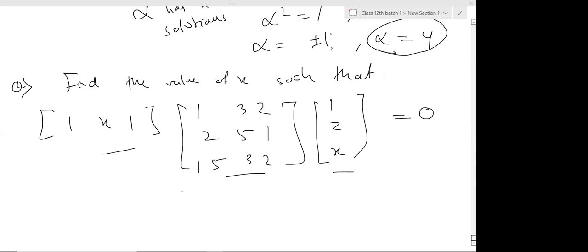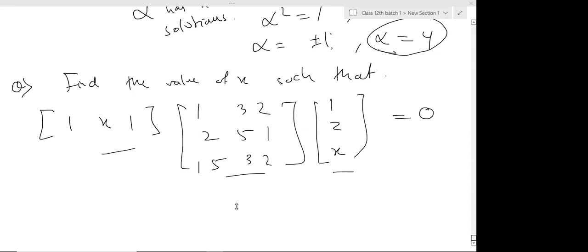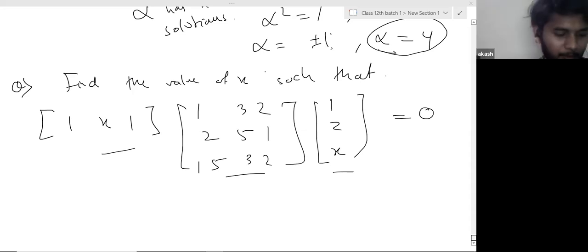Sir, I'm not getting a definite value for x. Anyone else? I'm getting mixed values. Sir, mixed value, minus six. Is x irrational, sir? Actually, I don't have the answer for this question. All right, I have to solve this one.